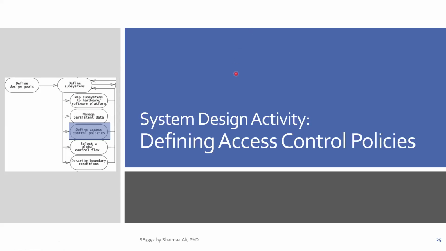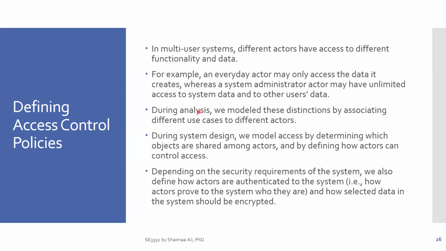The next step is to define the access control policies. Pretty much you need to define who's going to access what. But at this point, you've already identified your actors. So you created the use cases and use case diagrams, and you have identified which of the actors would access which of the use cases, right? So during the analysis, you have already identified or started to identify the connection between the actor and the use case. Okay, now we need to define that at the object level.